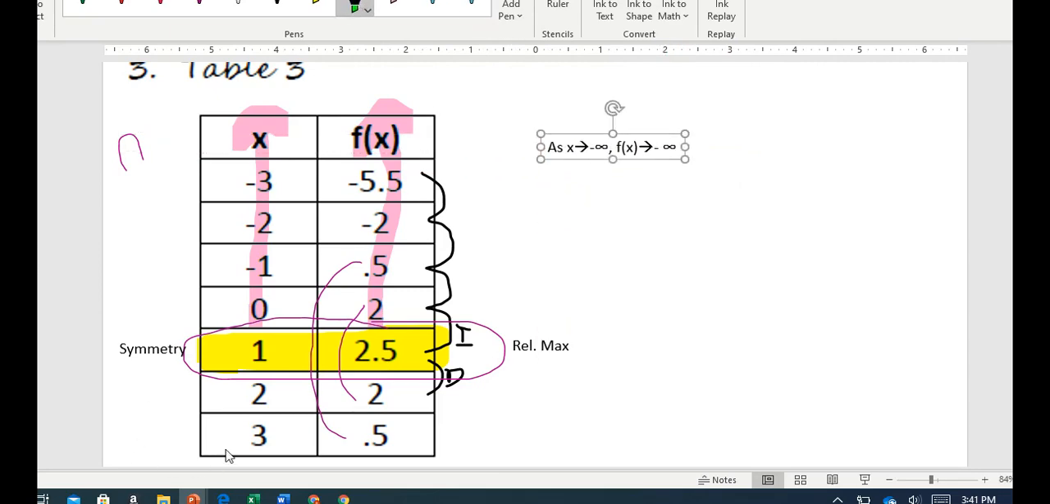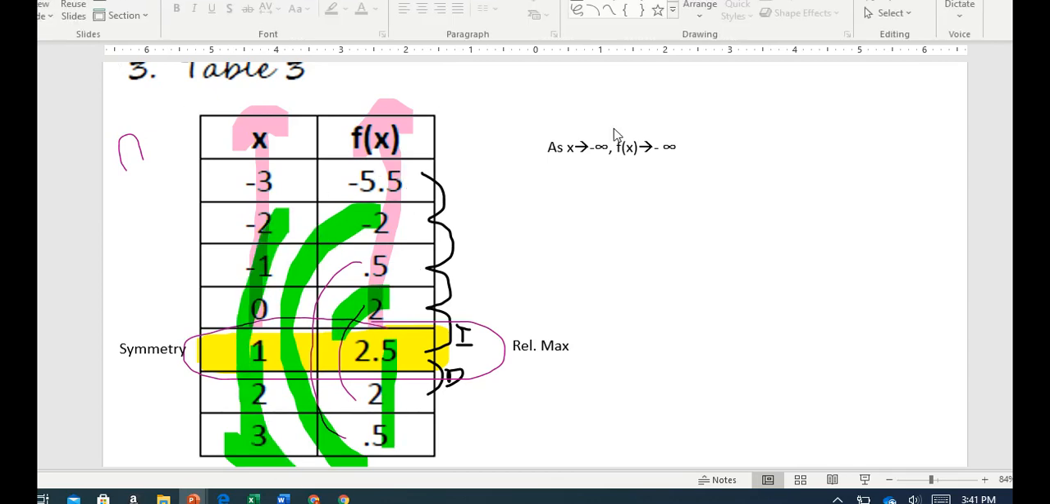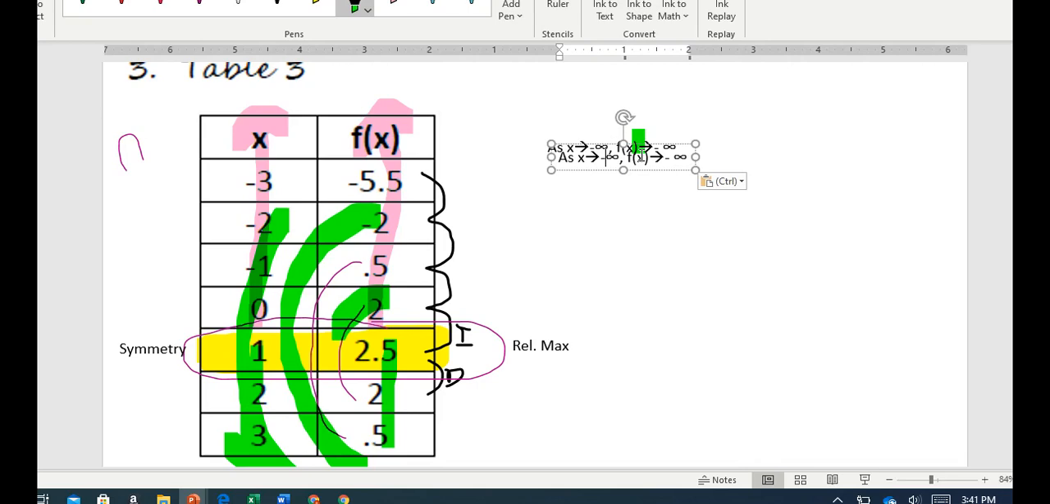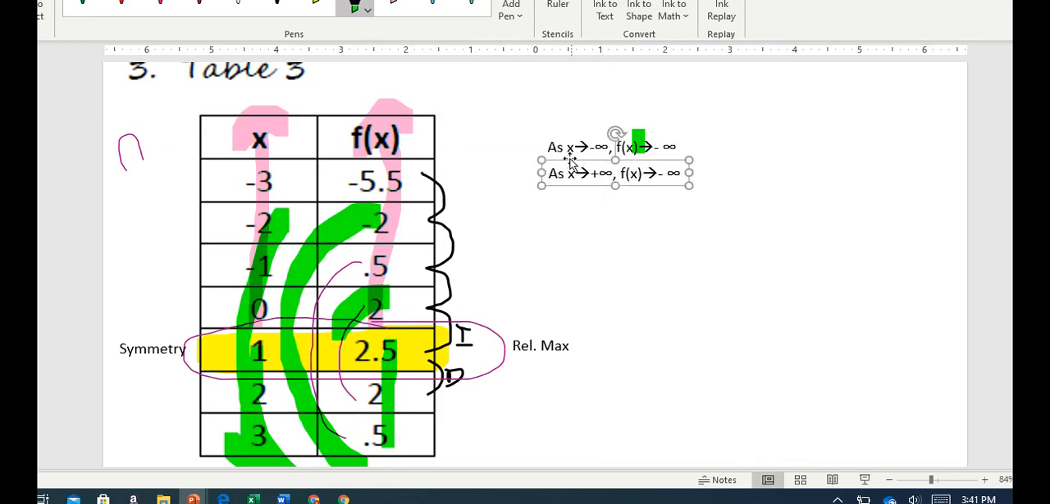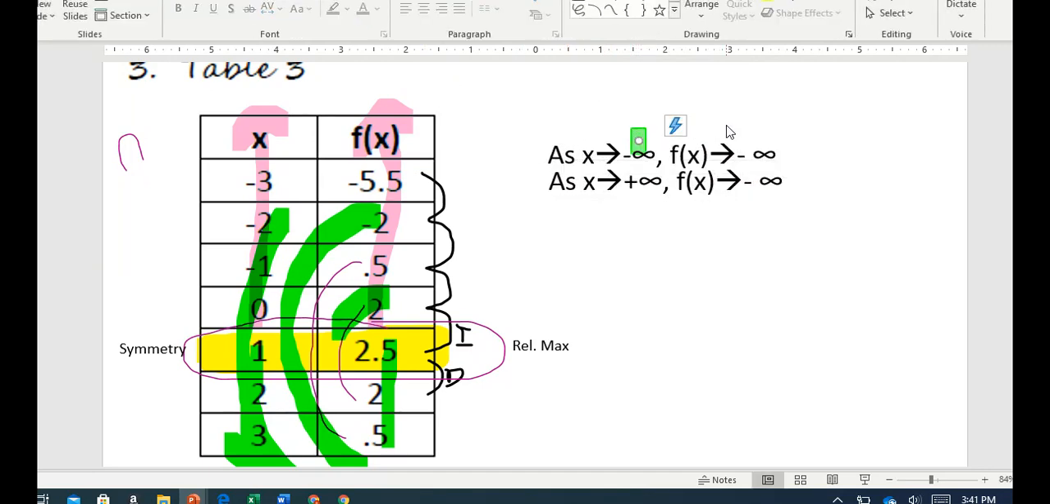Looking at the other side of the graph, as your x values get bigger, what's happening to your y values from 2.5 to 2 to 0.5, and the negative 2 would mirror underneath, and the negative 5.5 would mirror underneath. So it would be the same thing for as x goes to positive infinity. Your f of x values are getting smaller as your x's get bigger or smaller.